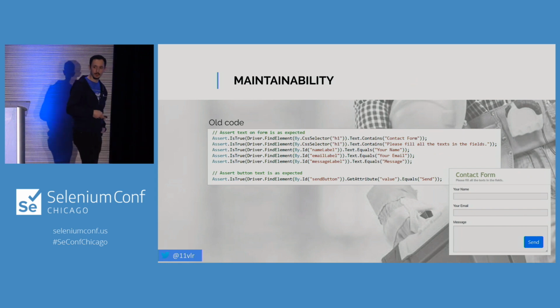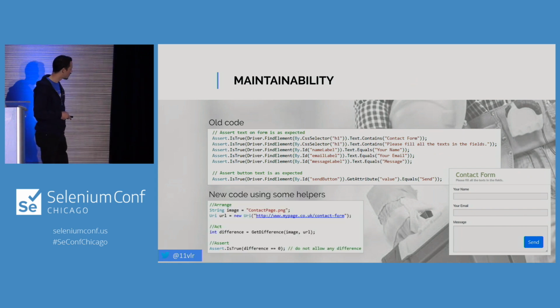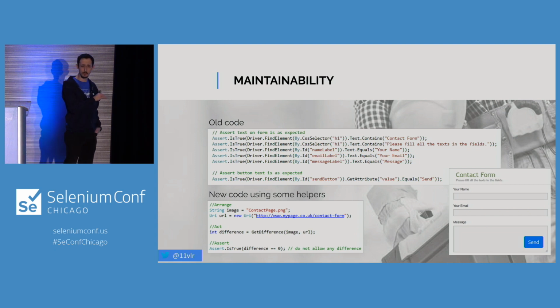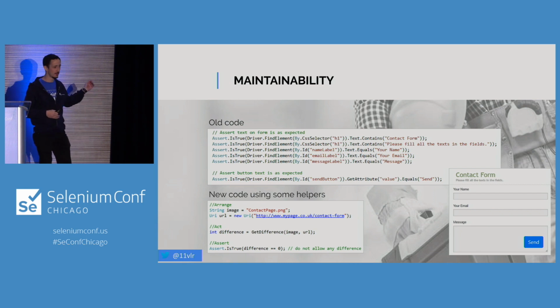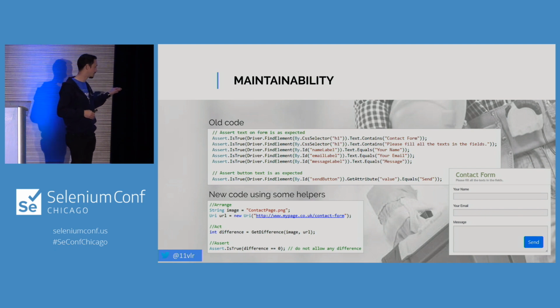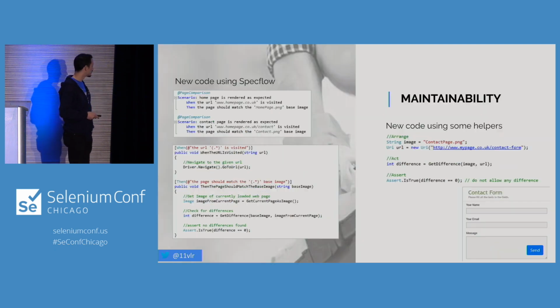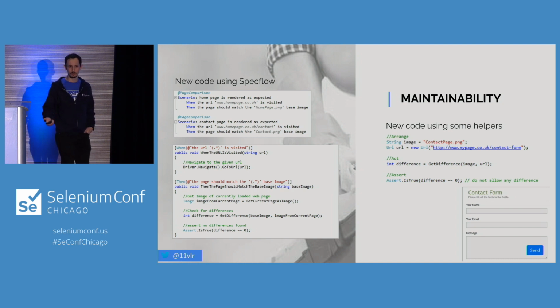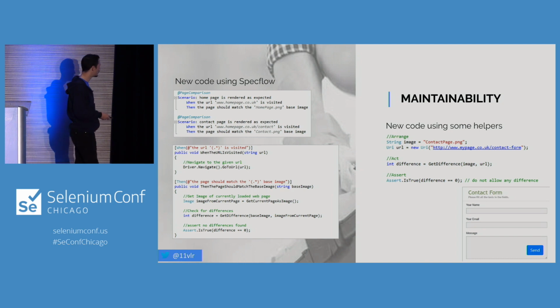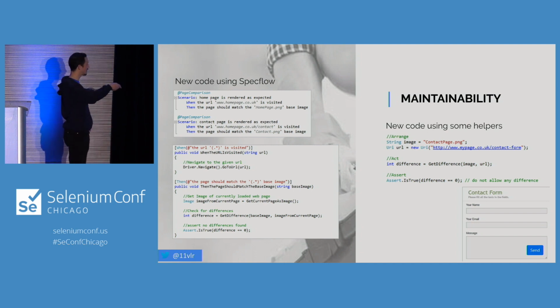So this was the form again, the old code. Most of the frameworks are very similar in implementation. So you just specify the image or base image, the URL to go to, and then you say, I assert no difference. You can take it further. So if you use SpecFlow, which is a .NET port of Cucumber, what you can do is you can create scenarios, and you can pass in the home page and the base image. So you can create many scenarios.